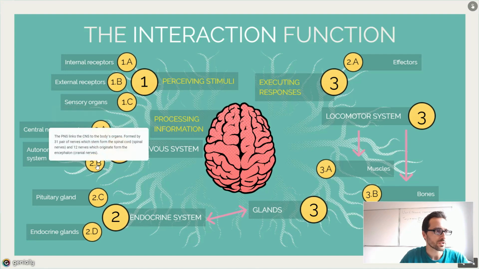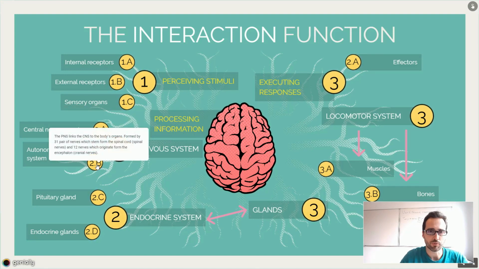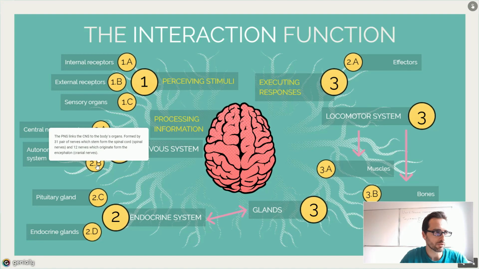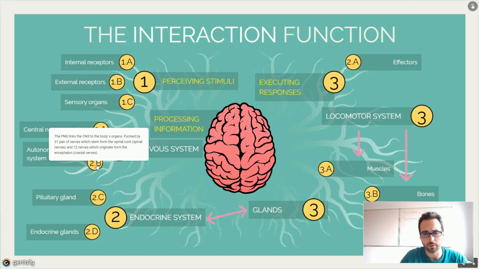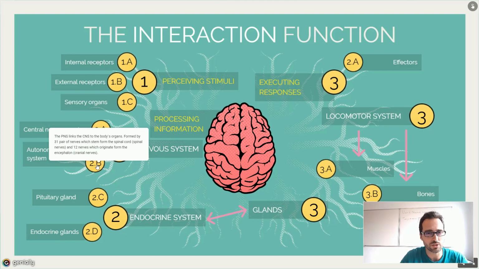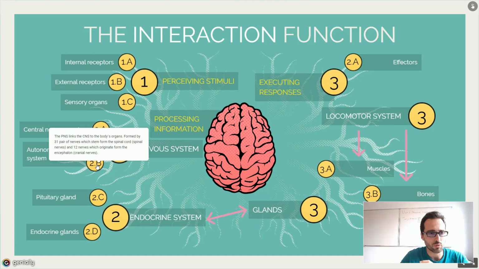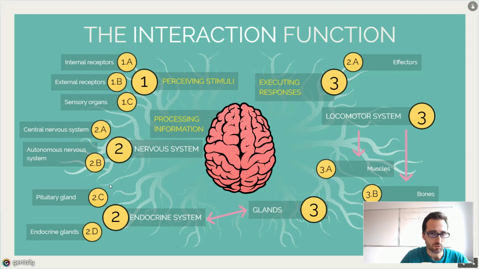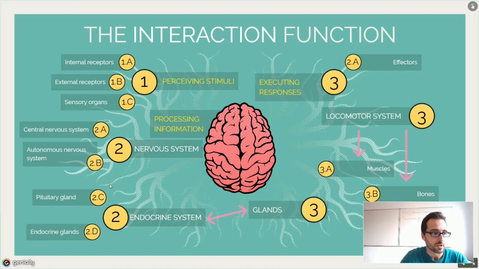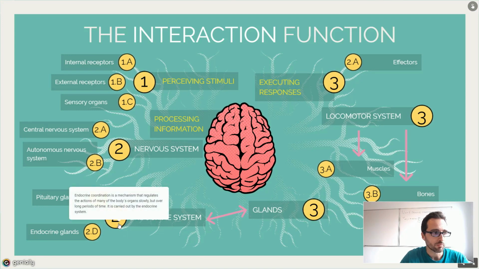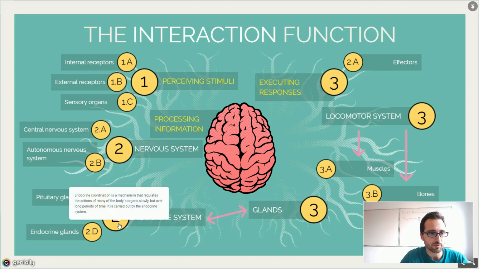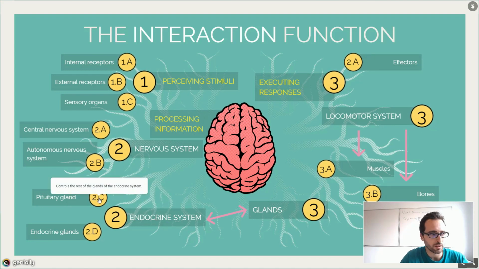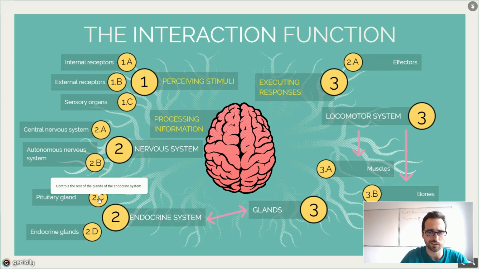The autonomous nervous system is composed by the peripheral nervous system, and it's composed by nerves and other kinds of tissues, and it's quite important for our bodies, just to coordinate the responses and to take the information from the receptors. The endocrine system is composed by several glands, and also the pituitary gland, which is the boss of the rest of the glands, in other words.